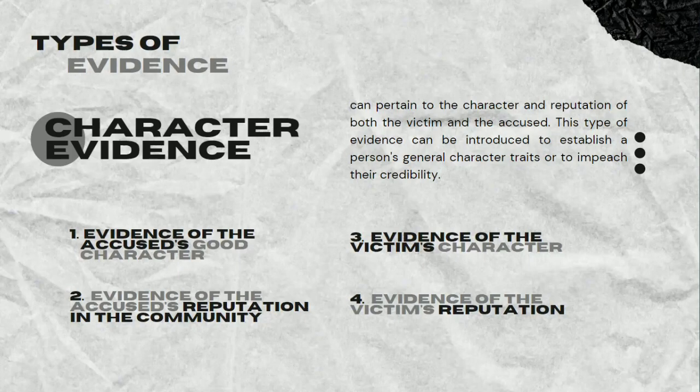Next, we have evidence of the victim's reputation. Example, the defense might seek to establish that the victim has a poor reputation in the community or among acquaintances for truthfulness and credibility. So this may involve presenting testimony from individuals who can speak to the victim's reputation for honesty or dishonesty. So it is essential to note that this evidence is subject to specific legal rules and restrictions. The admissibility of this evidence can vary by jurisdiction, so it must meet certain criteria to be allowed in court.